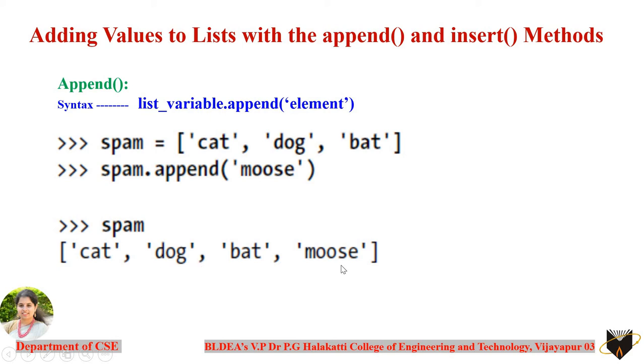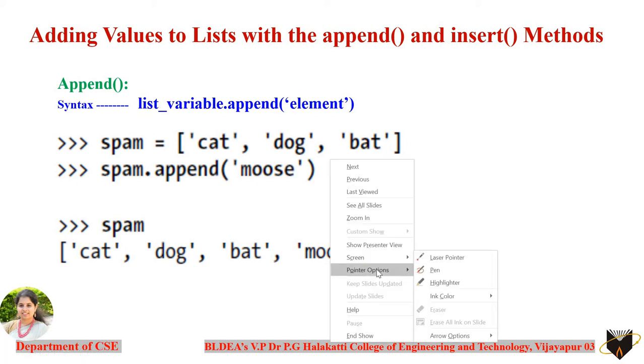Concentrate here on where the element has been added. You can see the element has been added at the end of the list, after the last existing element. So you need to remember that when you use the append method on the list, the element is always added at the last position. Let me show you with an example again.